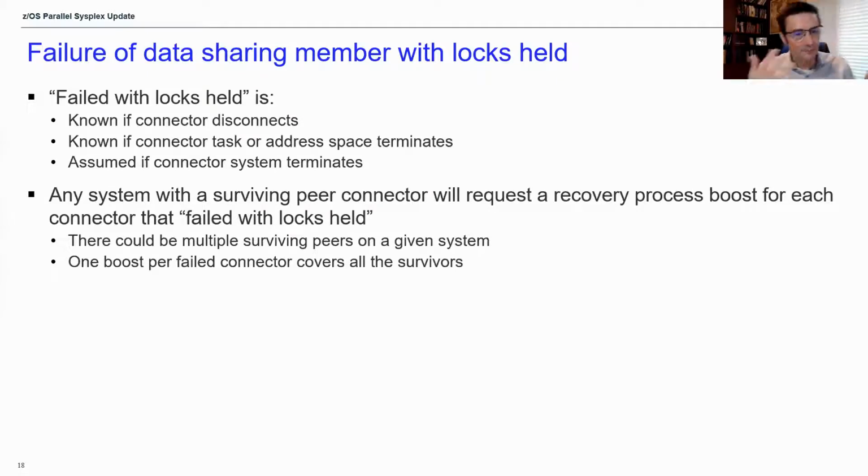And lastly, if the connector system completely goes down, it's going to be assumed that the system that went down may have held locks. So again, we're going to be driven for recovery processing in that example as well. We're going to have one boost for every failed connector. The recovery processing for each one of the failed connectors would be asking for a boost in this case, right? And so again, this is the mentality of when the actual boosts are going to be requested.